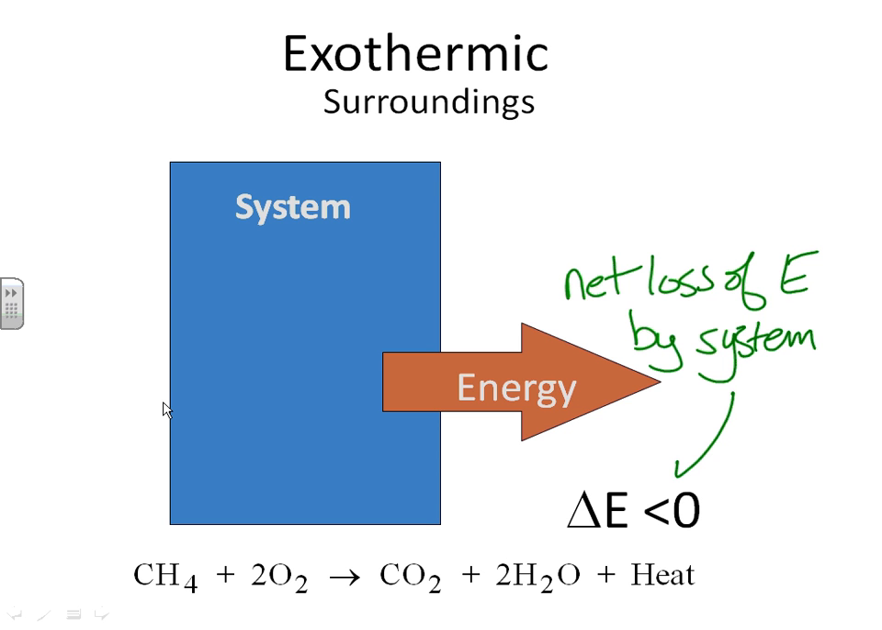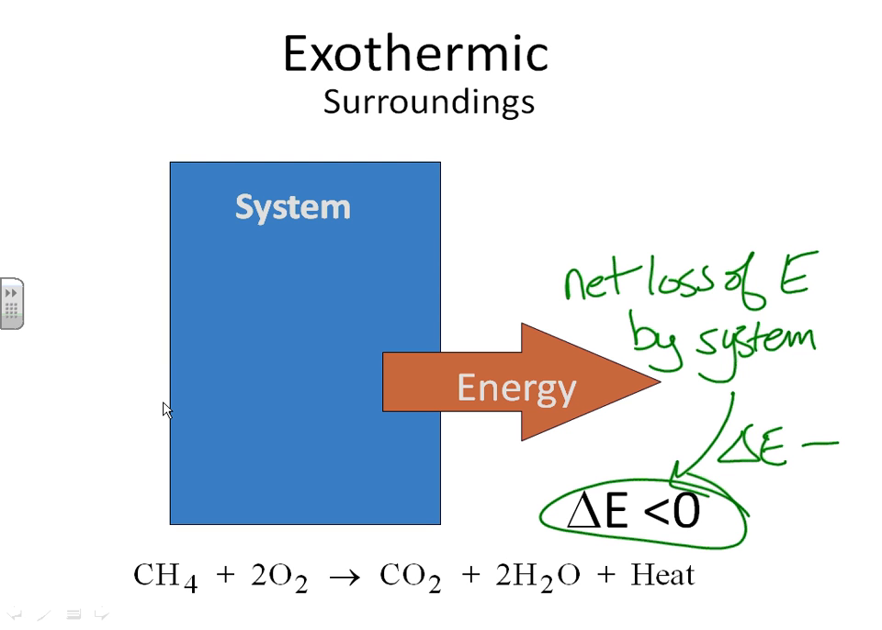Because of that, we say that for exothermic reactions, a loss of energy, delta E, is less than 0. Delta E is negative because the system, when the reaction or process finishes, contains less energy than it began with. Now, the universe as a whole, energy has stayed the same, but it is transferred from the system into the surroundings.